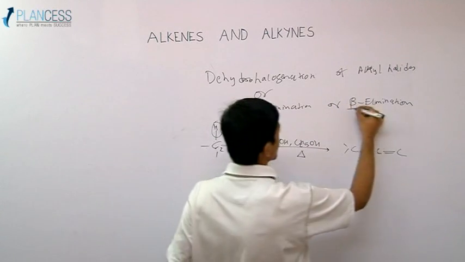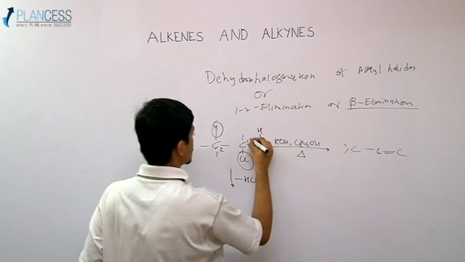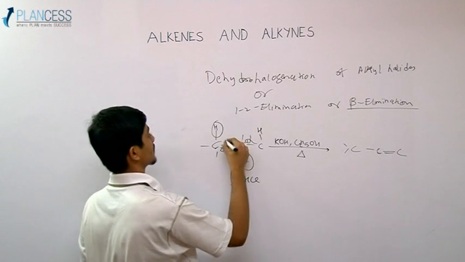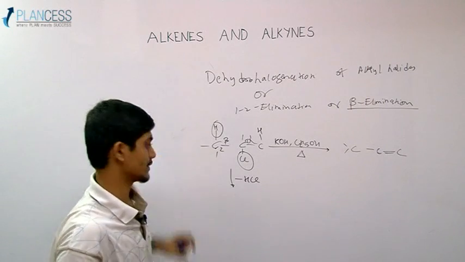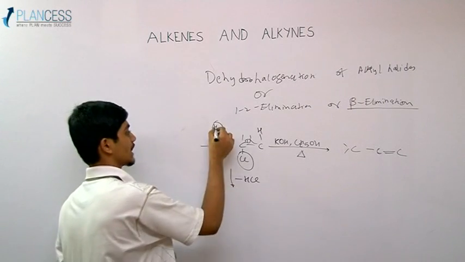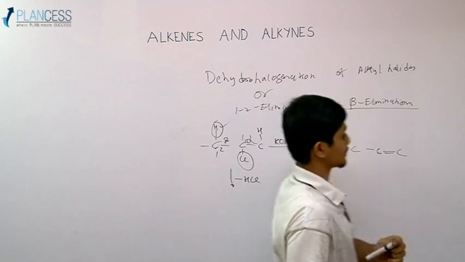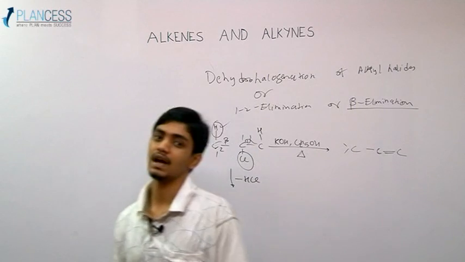Now why is it called a beta elimination? Very simple, the same reason. Scientists call this the alpha carbon which contains the halogen and the next carbon the beta carbon. So that means it is the elimination from the beta carbon, that is, this hydrogen is gone from the beta position. So this is a very simple reaction in which from an alkyl halide you get an alkene.